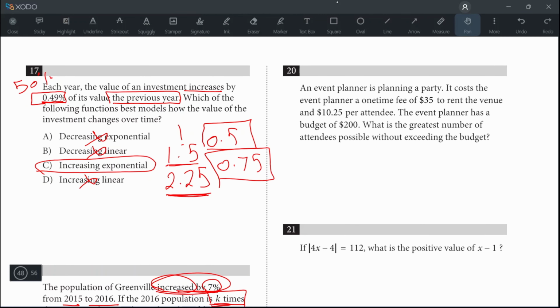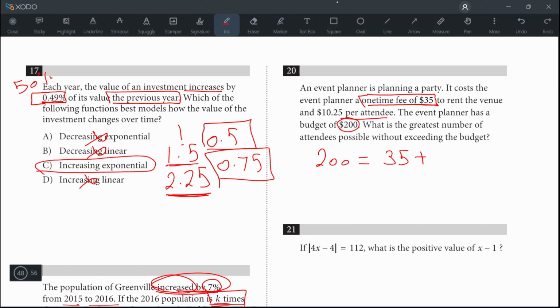Now what about question number 20? An event planner is planning a party. It costs the event planner a one-time fee of $35 to rent the venue and $10.25 per attendee. The event planner has a budget of $200. What is the greatest number of attendees possible without exceeding the budget? So he cannot spend more than $200, and he paid a one-time fee of 35. That's a constant value. So we'll write down 35.